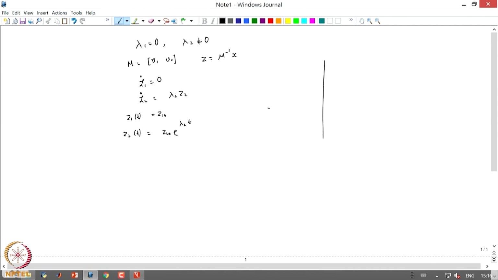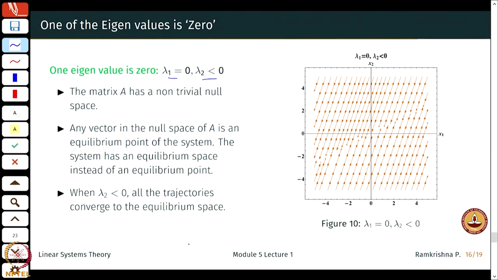So, if I were just to plot z1 and z2, say for an initial condition over here, z1 would just be here, and if lambda 2 is less than 0, the trajectories would behave this way. Say if this is the initial condition of z1, then the trajectories will be here. If this is the initial condition, the trajectories will go this way for all lambda 2 less than 0. So what does that mean? First, the matrix A has a non-trivial null space, and any vector in the null space of A is an equilibrium point of the system.